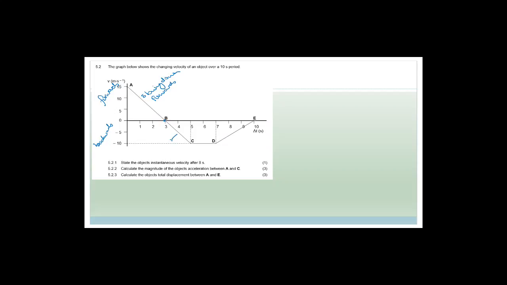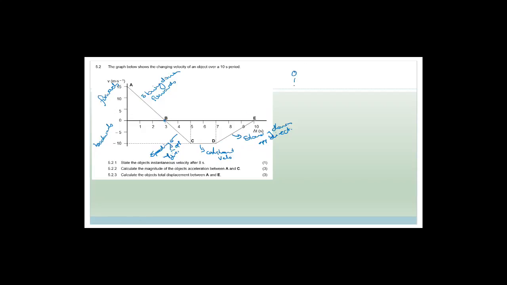Then they start speeding up. They are speeding up in the opposite direction. Oh, sorry, they're not standing still. They're going at a constant velocity. And then they are slowing down, but in the opposite direction. They're still moving. So they're slowing down forwards, they're speeding up in the opposite direction, they're going at a constant velocity, and then they're slowing down.